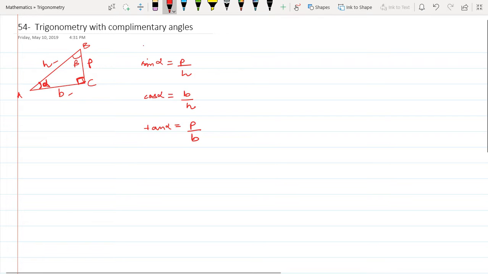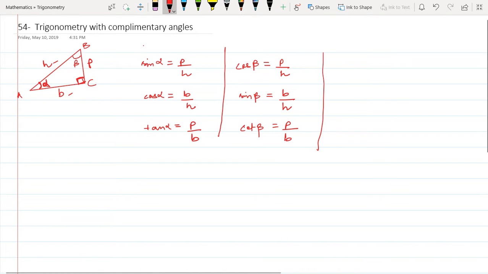But if I shift my frame of reference to beta, what actually happens is, now look at this part, my frame of reference is now beta. So cos of beta is equal to perpendicular upon hypotenuse, sine of beta is equal to base upon hypotenuse, and cot of beta is equal to perpendicular upon base. Now you see what is the relation between alpha and beta.